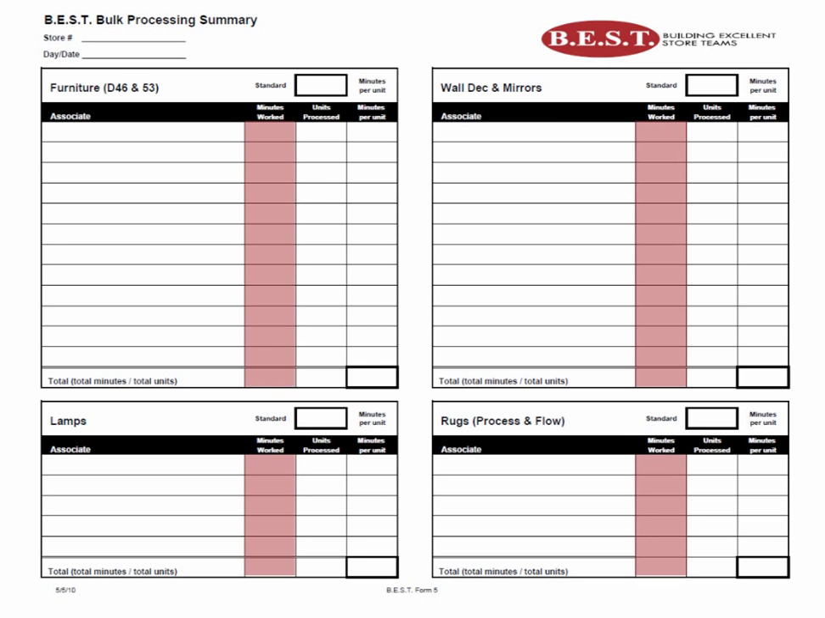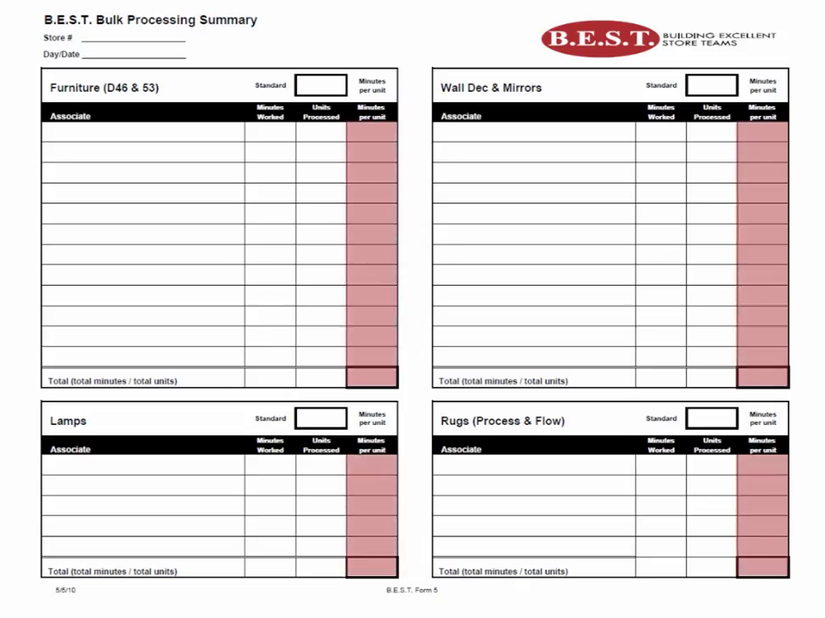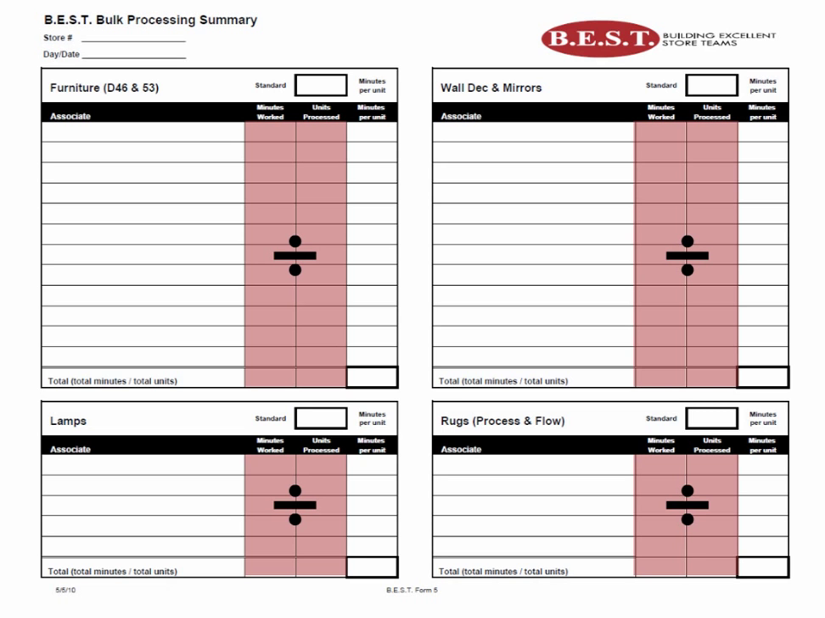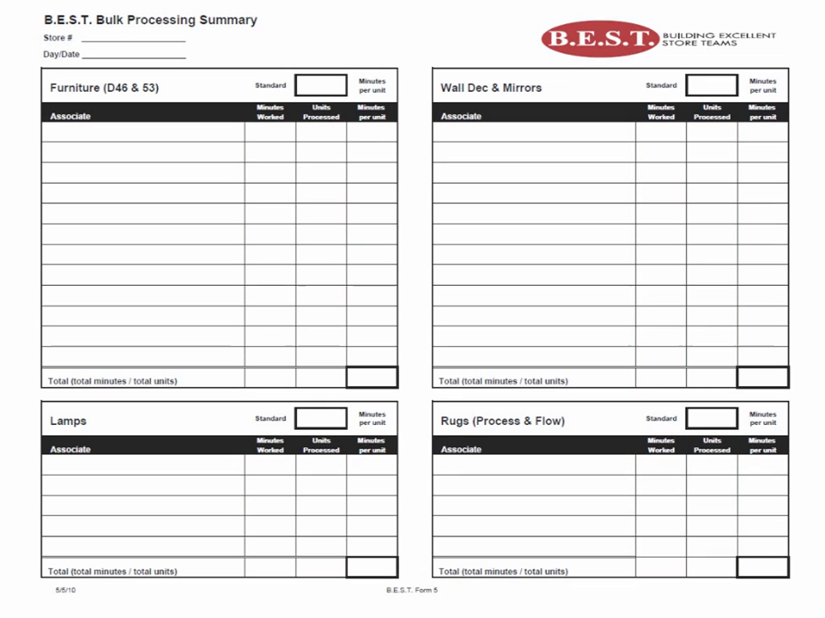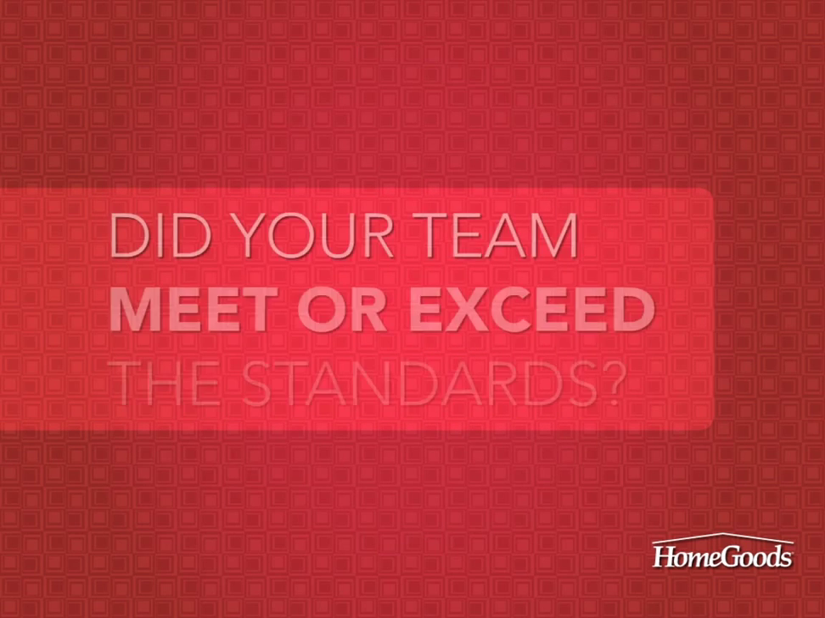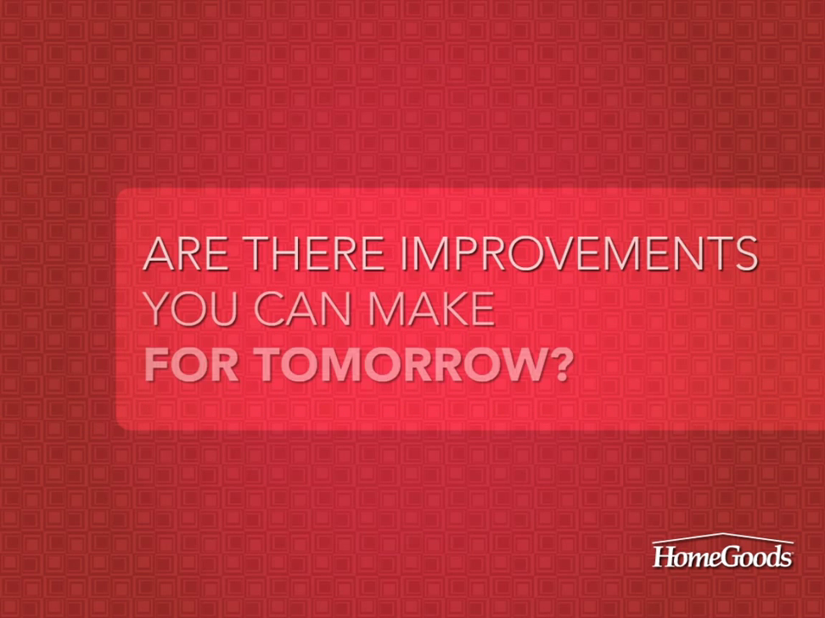For each associate, you'll take the minutes worked and divide it by the units processed. This will give you minutes per unit by associate. To calculate the total productivity for the bulk item category itself, take the total number of minutes worked for all associates processing that category and divide it by the total number of units processed. Take a look at how your daily calculation compares to the best standards. As we mentioned earlier with the rapid processing results, did your team meet or exceed the standards? If so, great. If not, are there improvements you can make for tomorrow?